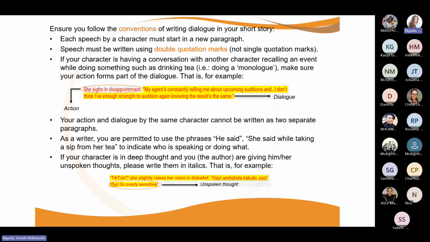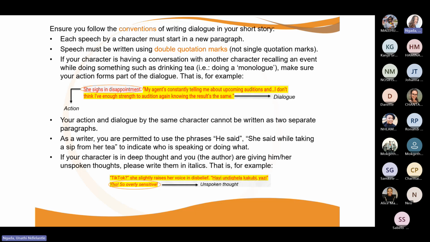And as a writer, yes, you are allowed to use phrases such as he said, she said, to indicate who is saying what or doing what. However, try and not overuse the he said, she said. That's stuff that you would find a lot in an essay in high school.